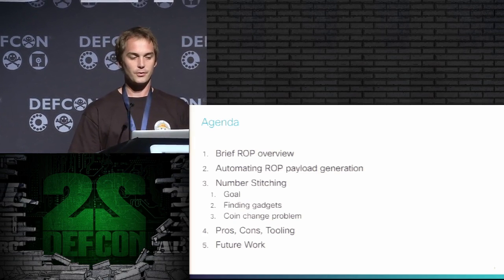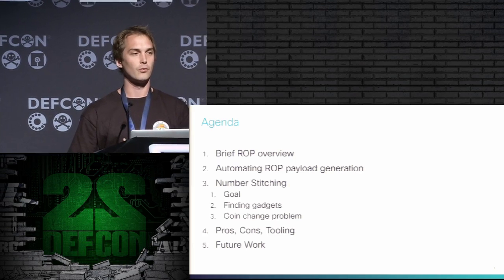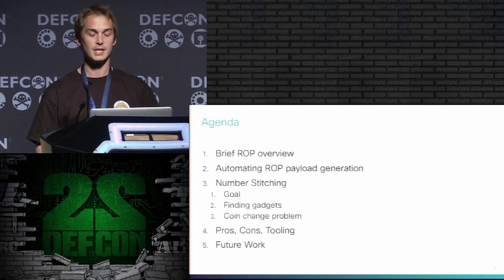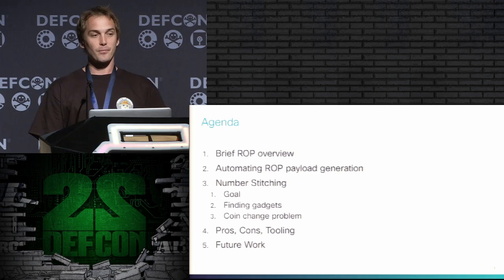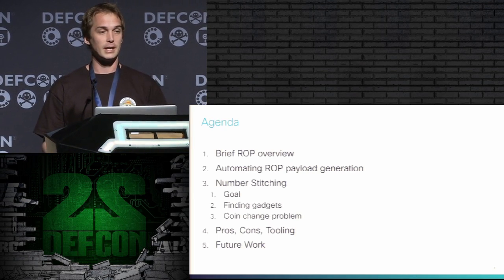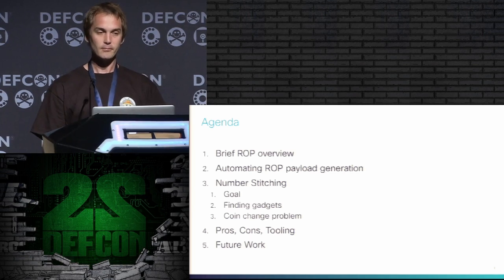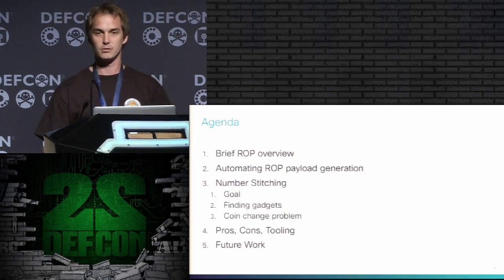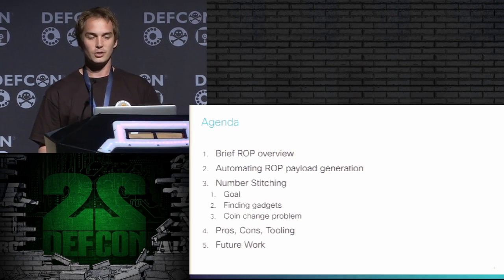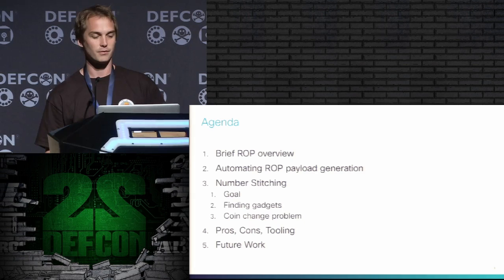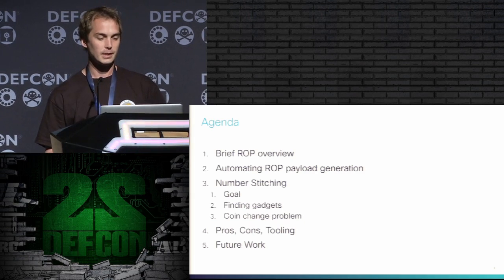Okay, so basically I'll go through a brief ROP overview. So what is it? Why do we use it? And why has it kind of become essential today? The automation of the ROP payload generation, why do we want to do that or not, and what are the challenges with it. Then I'll go into the core of the subject, which I've called number stitching, which is basically a possibly new way to generate ROP payloads from numbers instead of from strings.